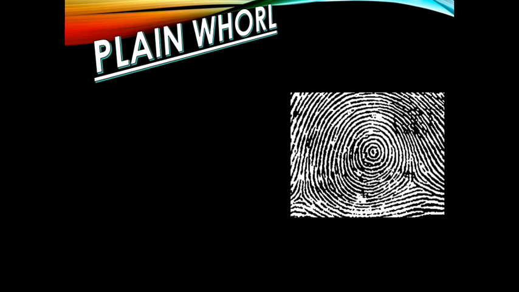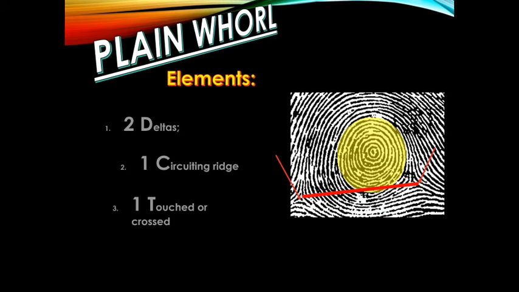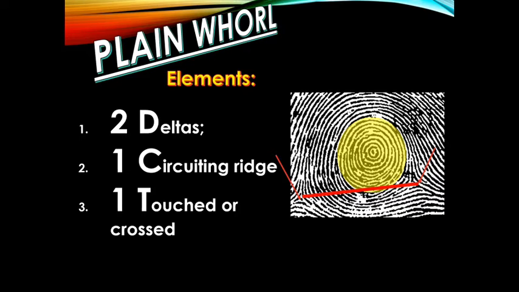Remember again that in plain whorl, there are three elements. Of course, it must have two deltas, a circuiting ridge, and that the circuiting ridge is touched or crossed if an imaginary line is drawn from the left delta to the right delta. For you to easily memorize, you can consider this acronym: 2D, 1C, 1T, or the 211 DCT, which stands for two deltas, one circuiting ridge, and one touched or crossed circuiting ridge if an imaginary line is drawn from the left to the right delta.